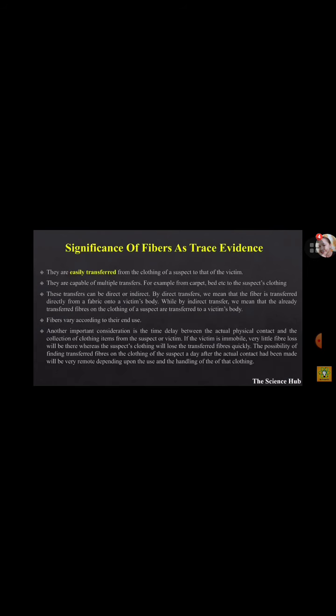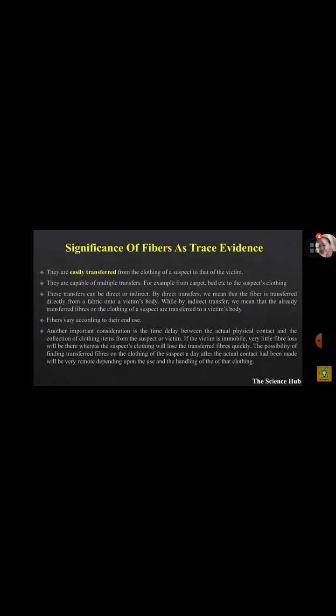Significance of fibers as trace evidence. They are easily transferred from the clothing of a suspect to that of the victim. They are capable of multiple transfers, for example, from carpet or bed to the suspect's clothing. These transfers can be direct or indirect. By direct transfer, we mean that the fiber is transferred directly from a fabric onto a victim's body, while by indirect transfer, we mean that the fibers already transferred onto the clothing of a suspect are transferred to a victim's body. Fibers vary according to their end use.